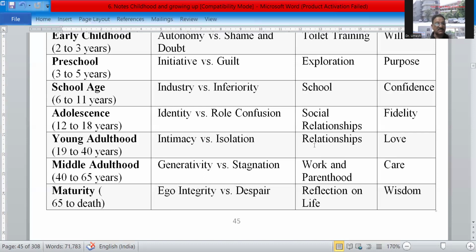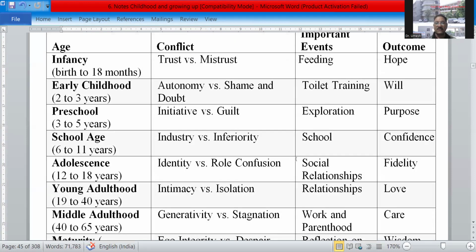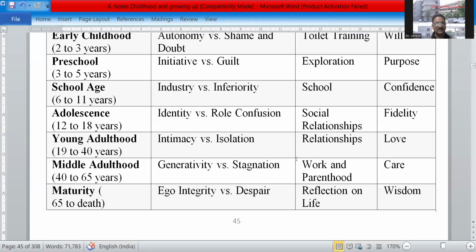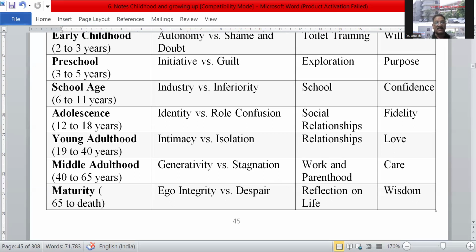After that, next is middle adulthood, from 40 to 65 years. After 65 it means senior citizen. At this stage, there is generativity versus stagnation. What is the important event at this time? You know well: work and parenthood. The main purpose is care. Generativity versus stagnation means a person wants to contribute to society and be a part of a family. If it goes well, he thinks he is doing well. Otherwise, the negative trait, stagnation, comes out.